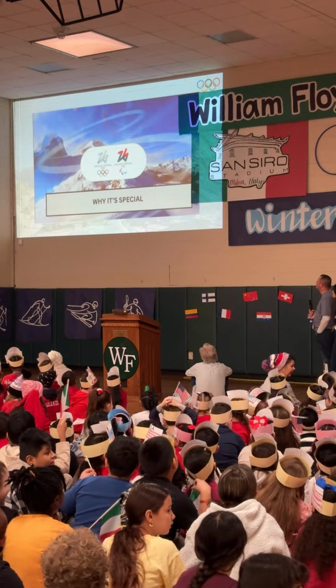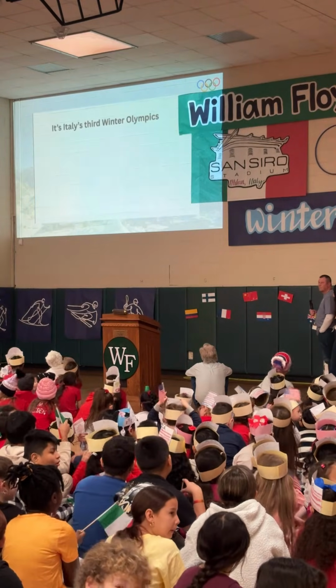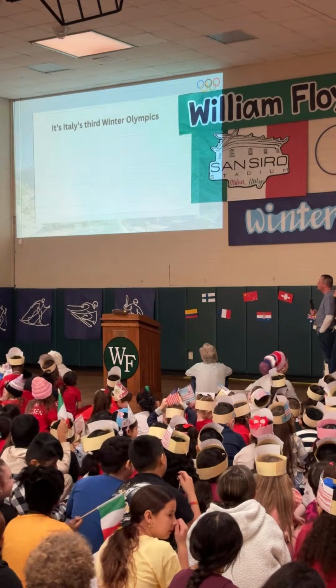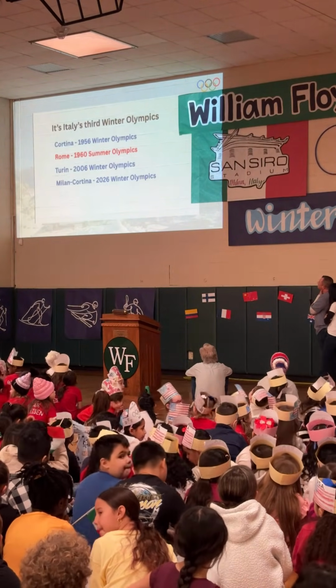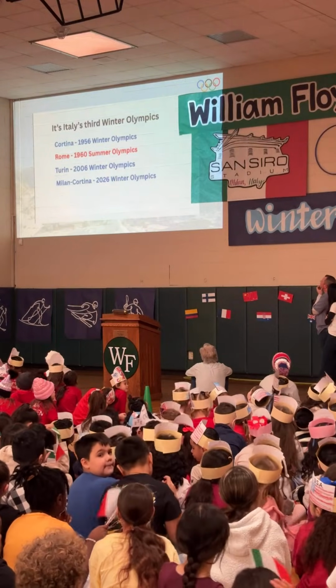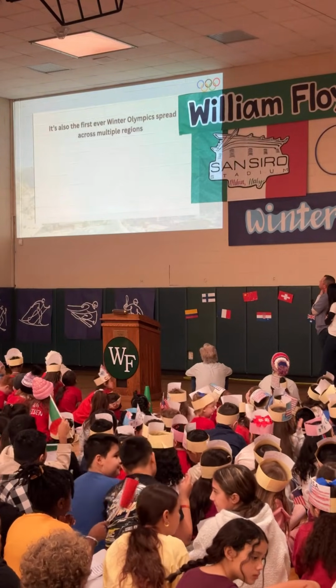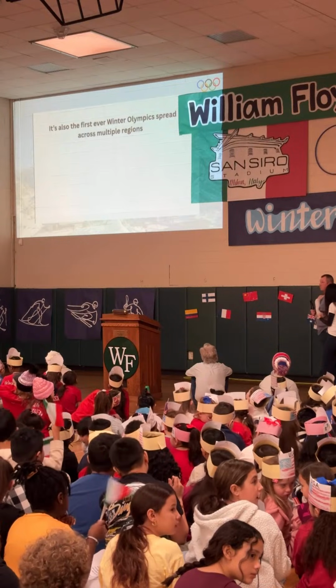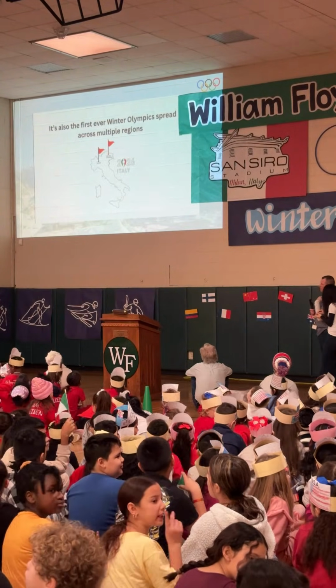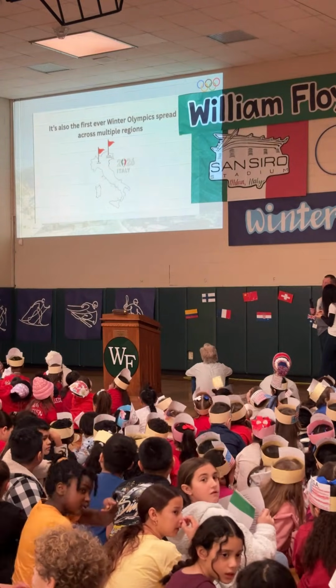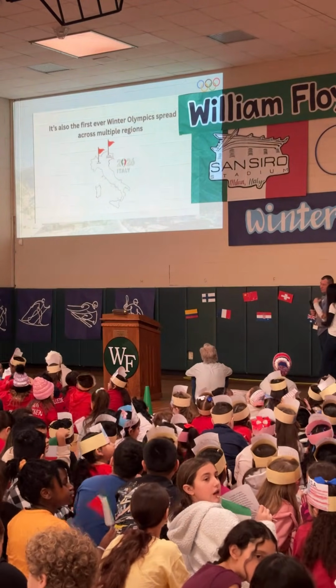So what makes this edition key? For one, it's Italy's third Winter Olympics, following Cortina in 1956 and Turin in 2006, and its fourth Olympics overall. It's also the first ever Winter Olympics spread across multiple regions, proving that large-scale events can be flexible, sustainable, and community-based.